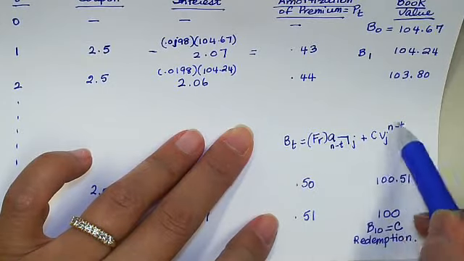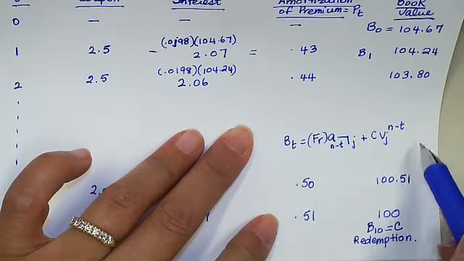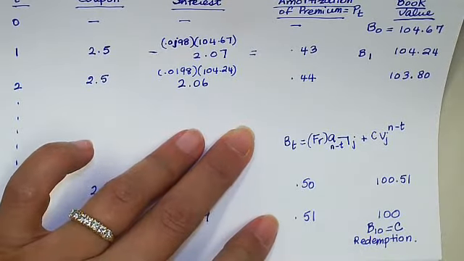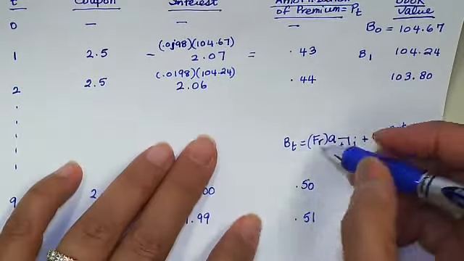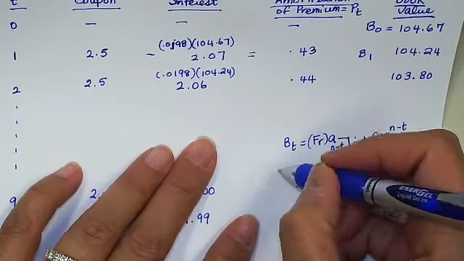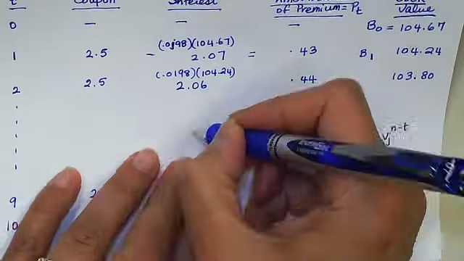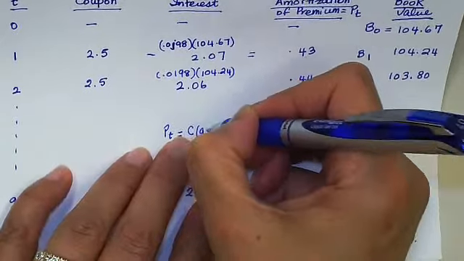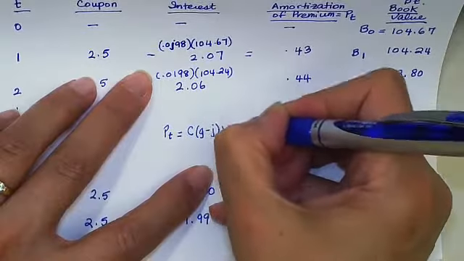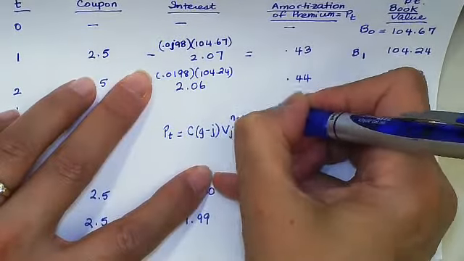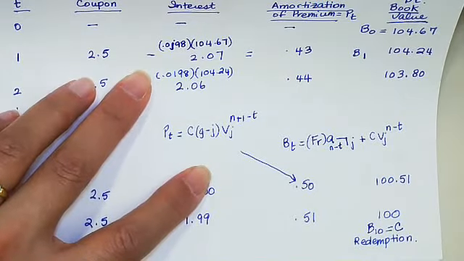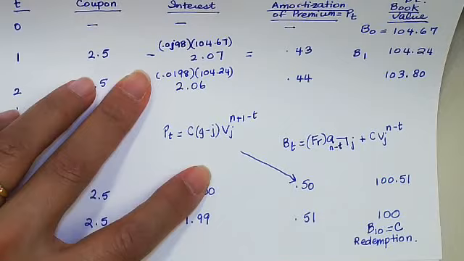You're going to say, well, at B9, if I'm standing at 9, I have one coupon left. So I will discount that coupon, and then I have the redemption to discount also. Get it? And then this one, where did I pull this one out from? Don't we have a formula for P of T? P of T equals (CG minus J) Vj to the N plus 1 minus T.